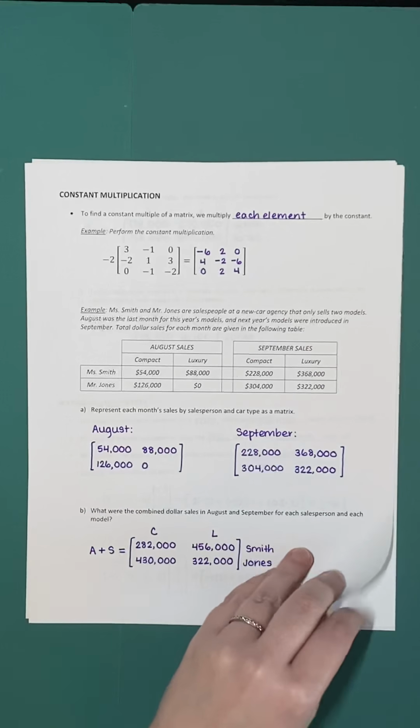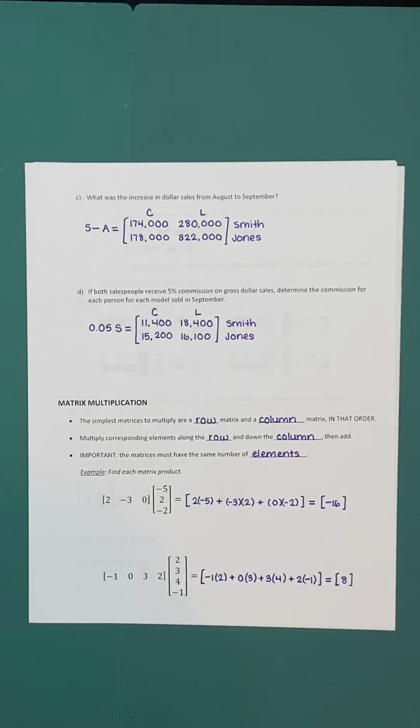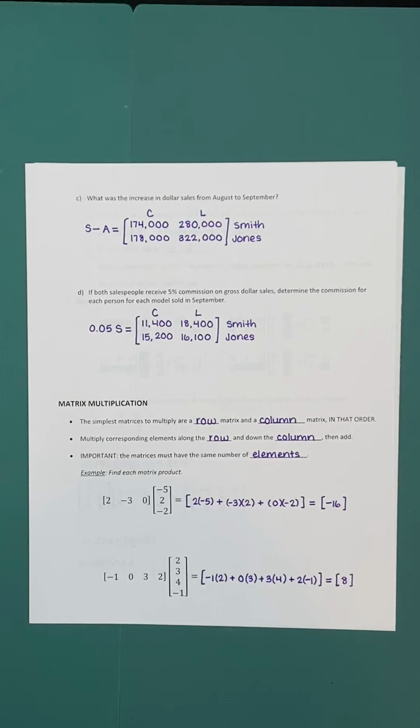Let's look at another question based on these matrices. Now we want to know what was the increase in dollar sales from August to September. So if you look at the numbers for September, notice they're quite a bit higher. We actually increased sales in every category for both of the salespeople.